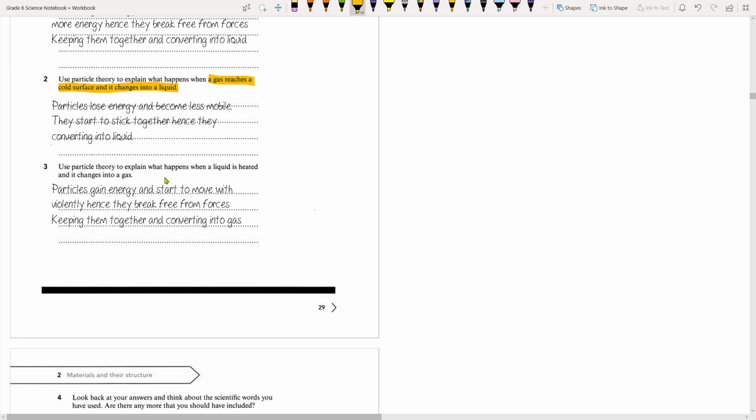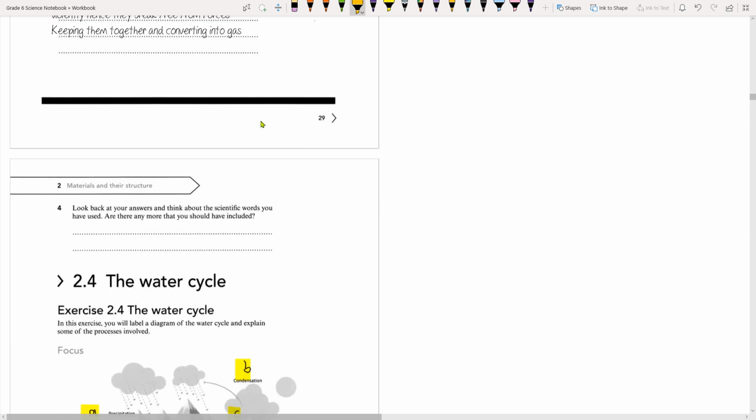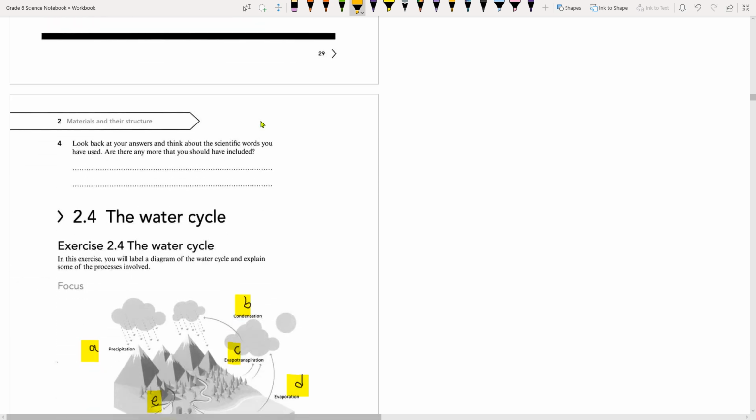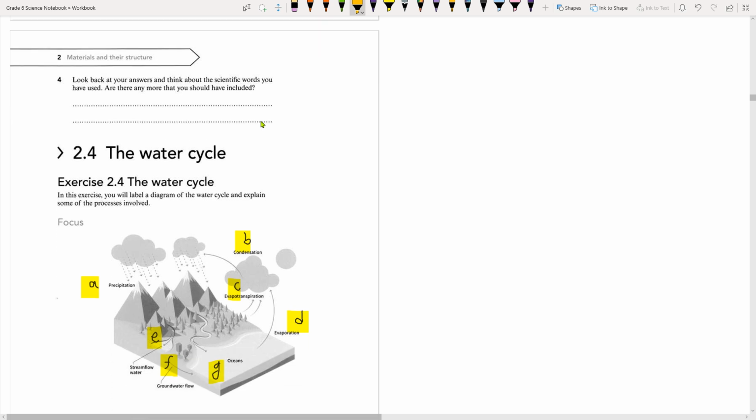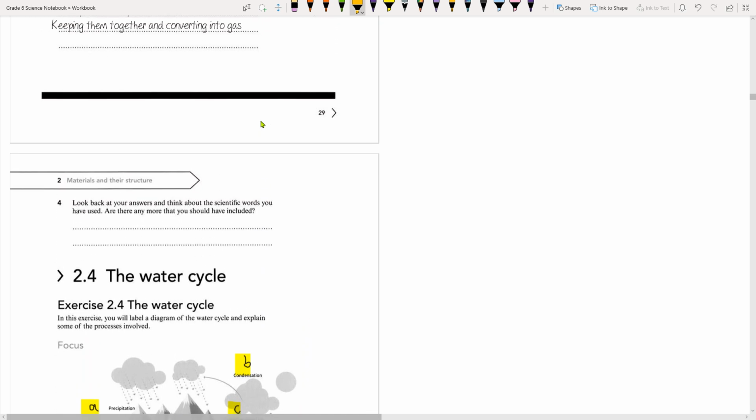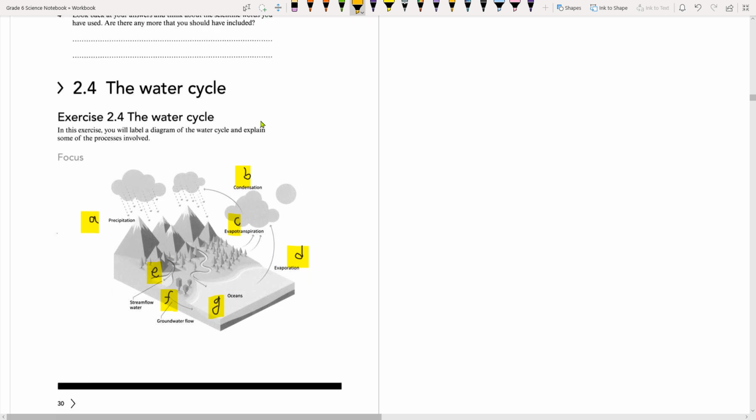Use particle theory to explain what happens when a liquid is heated and it changes into a gas. Particles gain energy and start to move past each other violently, and hence they break free from the weak forces of the liquid and turn into a gas. So it is changing into a gas from a liquid. Question number 4. Look at your answers and think about the scientific words you have used. Are there any more that you should include? For you people, it's going to be different for each one of you, so that's why I've left this question empty.